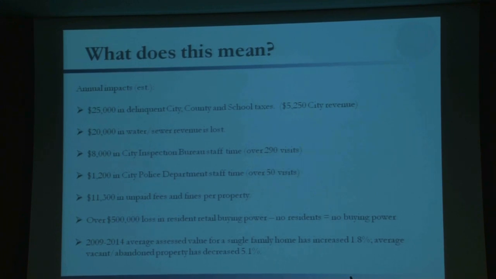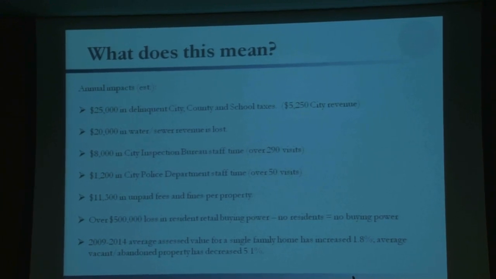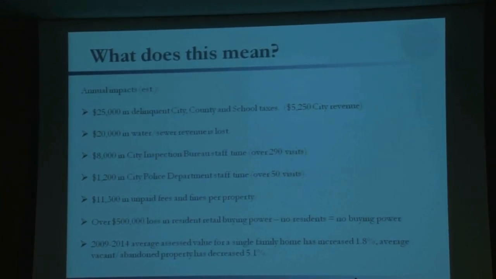About $8,000 worth of code enforcement time is spent visiting those properties and citing them. That doesn't include court time, if there is court time. $1,200 in police time going to those properties, $1,100 in unpaid fines and fees. That is, for example, we go to the property, it has to be cited, it has to have another company come and cut the lawn, clean up the debris. They then get a fine and they get a fee, and that's associated with it.